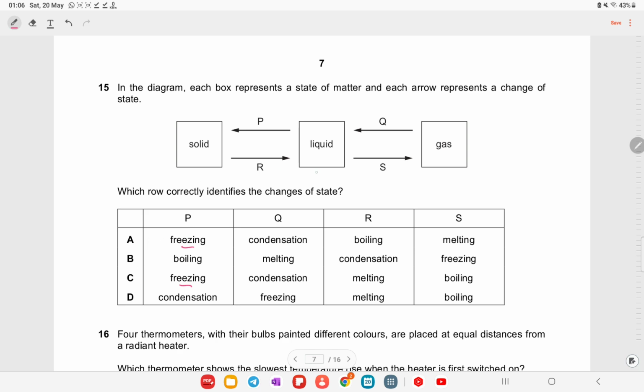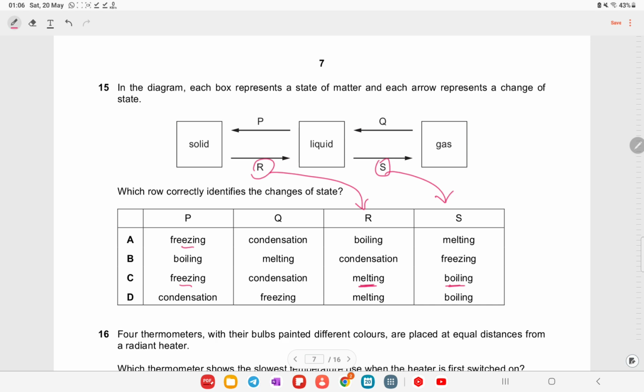From solid to liquid, this is R. Solid to liquid, so you do the melting procedure, not the boiling thing. Boiling is liquid to gas, and that is S. So liquid to gas is boiling.